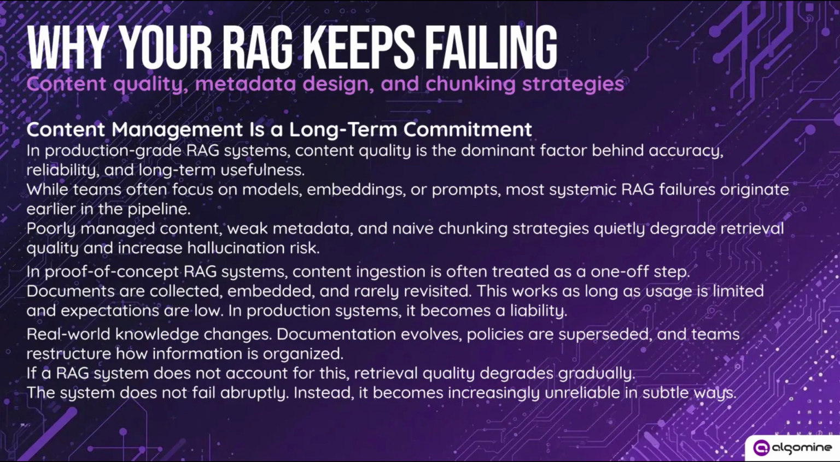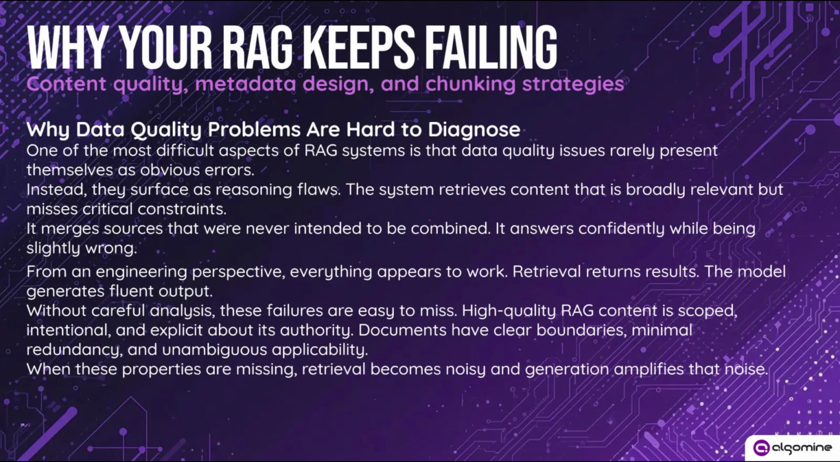Real-world knowledge changes. Documentation evolves. Policies get superseded. If your RAG system doesn't account for this, retrieval quality degrades gradually. The system doesn't crash, it just becomes unreliable in subtle ways. Data quality issues rarely show up as obvious errors. Instead, they surface as reasoning flaws.